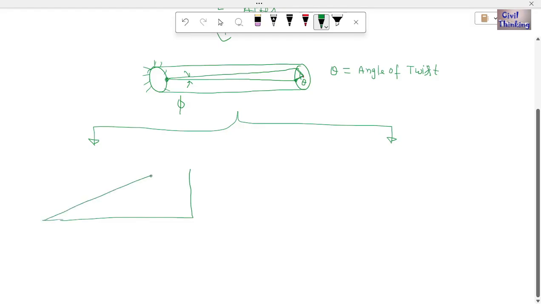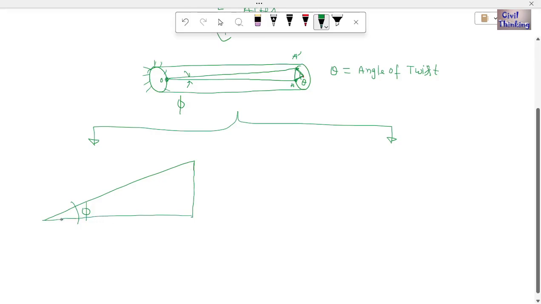The first part is this, where this is the angle phi. Let us say this point was O, this was A, and after twisting A has reached A dash. Although it is a curve and not a straight line, to derive our torsion equation it is safe to assume it to be straight. In reality it is something like this, but we can assume it to be a straight line.